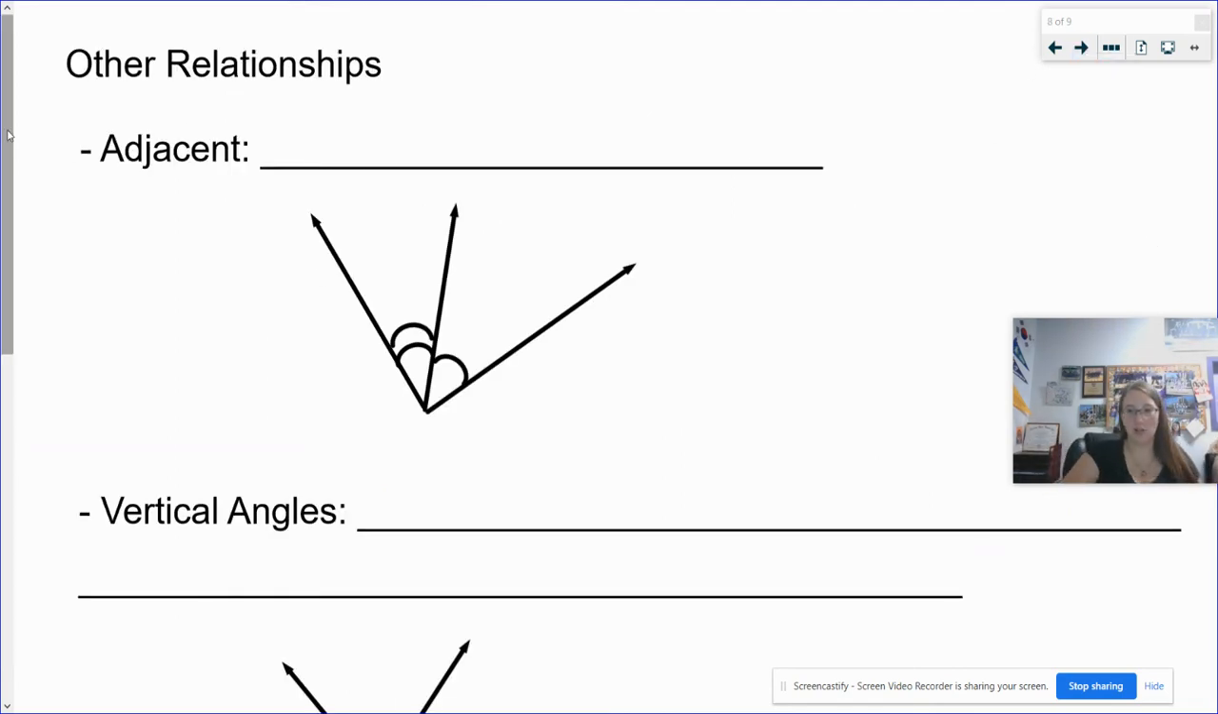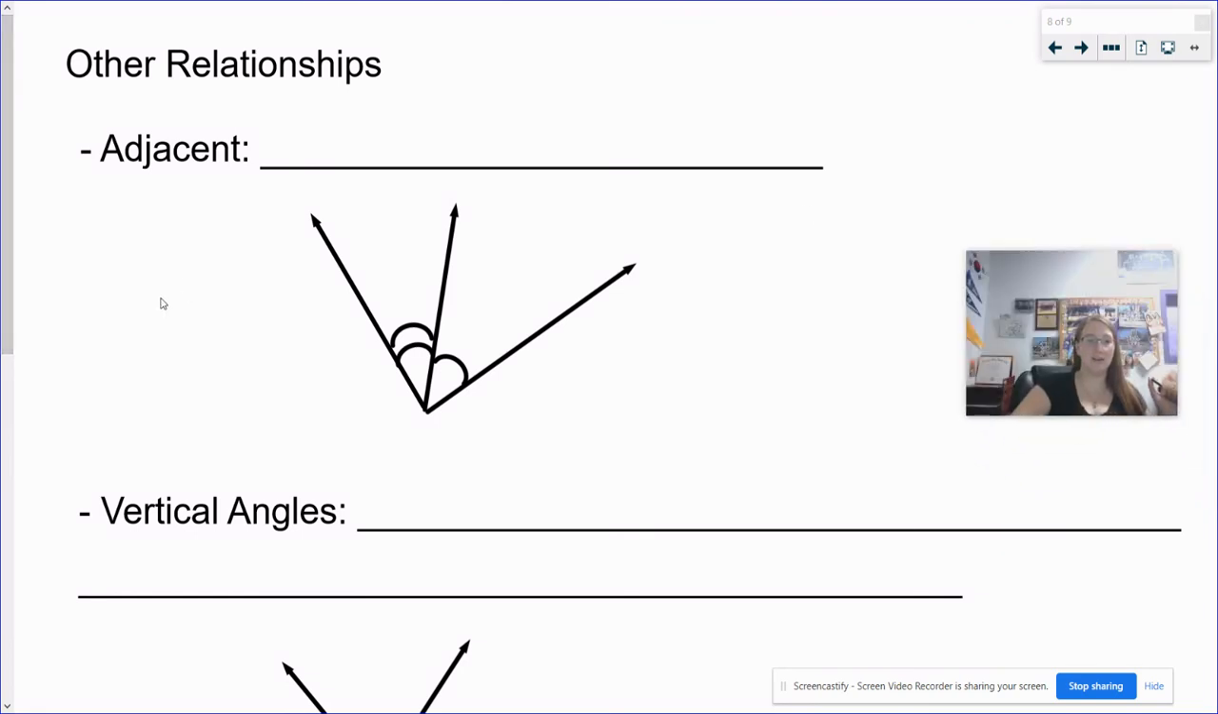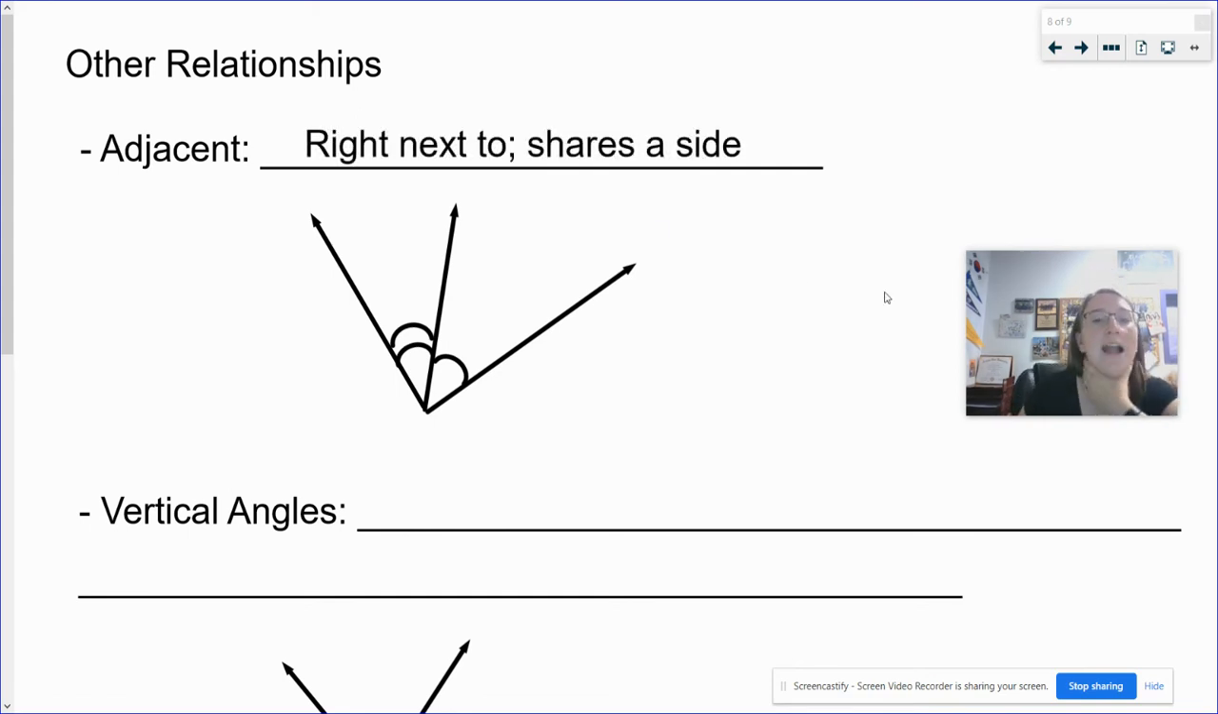Okay, last relationships. We're almost there. We have a couple more vocab words, lots of stuff, which is why it's good you're doing this lesson because you're going to have a quiz on this. Those who don't do this lesson are going to be super duper lost. So we have a word here, adjacent. You may know this word. You may have heard it before. Adjacent means right next to, which specifically it has to share a side.